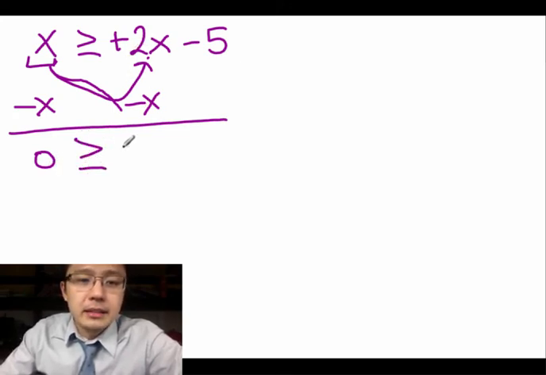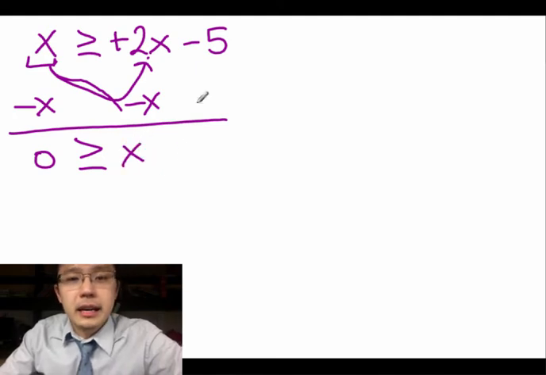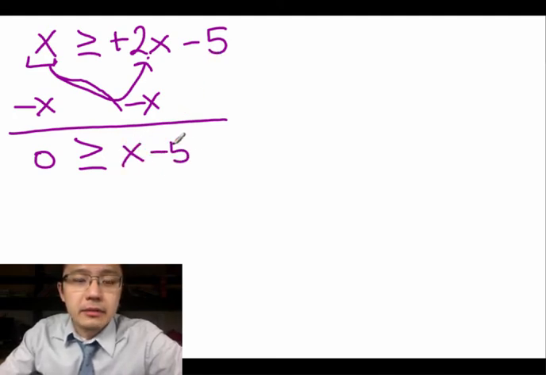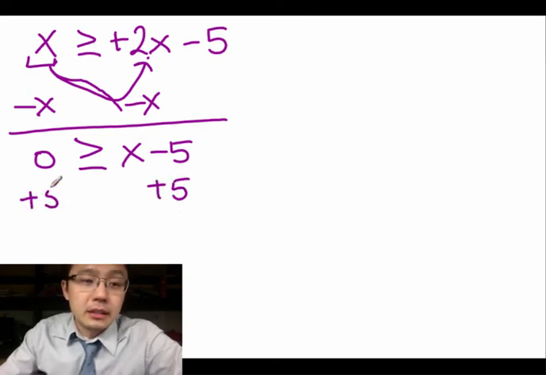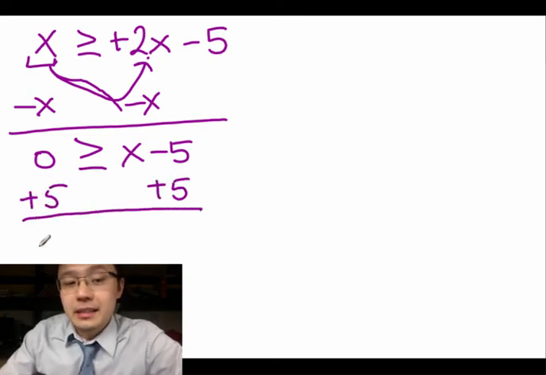2x minus x is 1x, so I'm just going to write x, and then this is -5. And I'm going to move my -5 onto the other side. So you notice that 0 plus 5 is still plus 5. That still works.